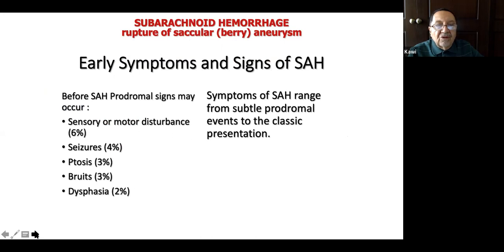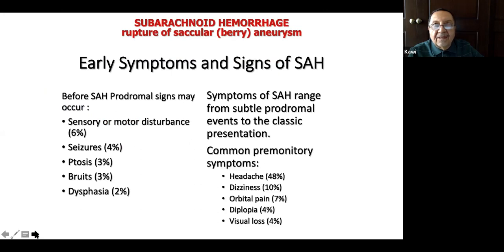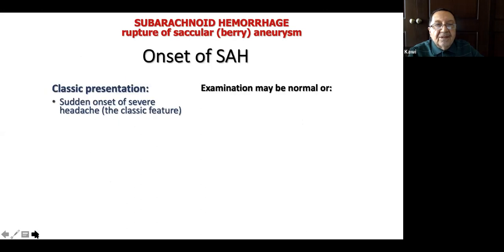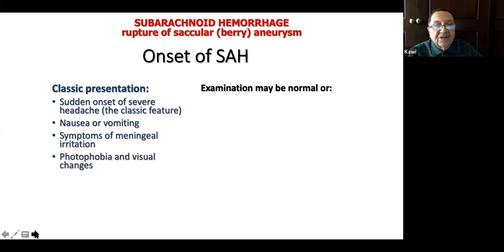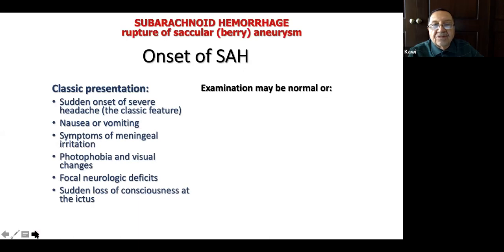Early symptoms are those of headache, seizures, dizziness, and the typical sign is to have neck stiffness. The onset is sudden onset, severe headache that the patient never experienced similar things before, nausea and vomiting. They may lose consciousness. They may have symptoms of meningeal irritation, which are photophobia, focal neurological deficit, sudden loss of consciousness, as I mentioned, and seizures.